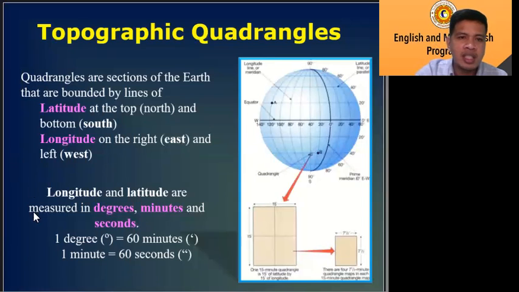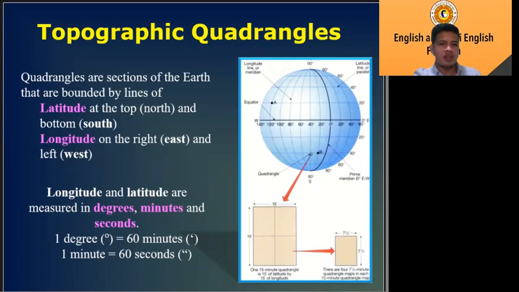Now you need to understand about the quadrangles. These are sections of the Earth that are bounded by the lines of latitude and longitude. When we say latitude, these are the lines at the top and bottom, so these are the latitudinal lines. And then longitude is from right to left, so these lines are longitudinal.